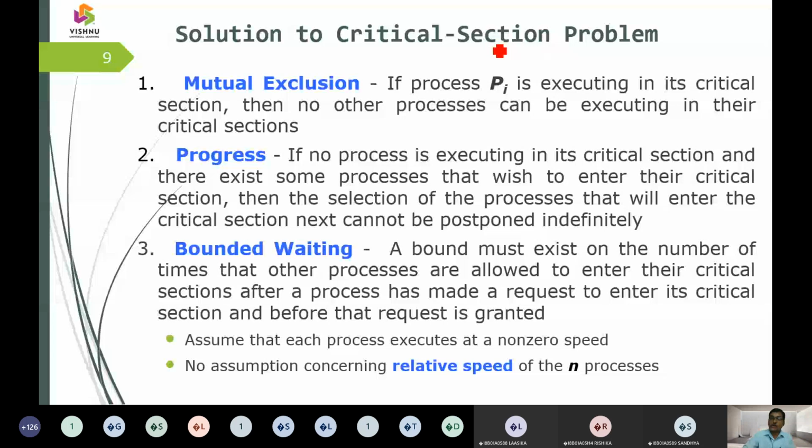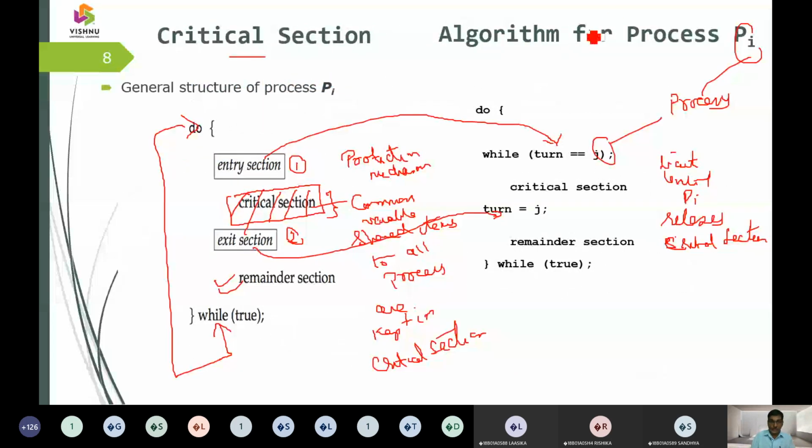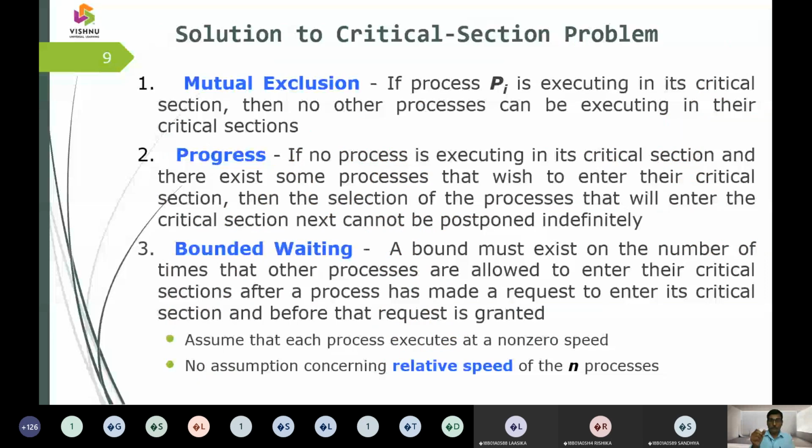Of course, the critical sections are taken care of with two elements. One, we are going to call it an entry section. Another, we are going to call it an exit section. Of course, this is the protection mechanism. Now, to do this protection mechanism, there are three efficient ways to work. One, we are going to call mutual exclusion. Second, progress. And third, bounded waiting.